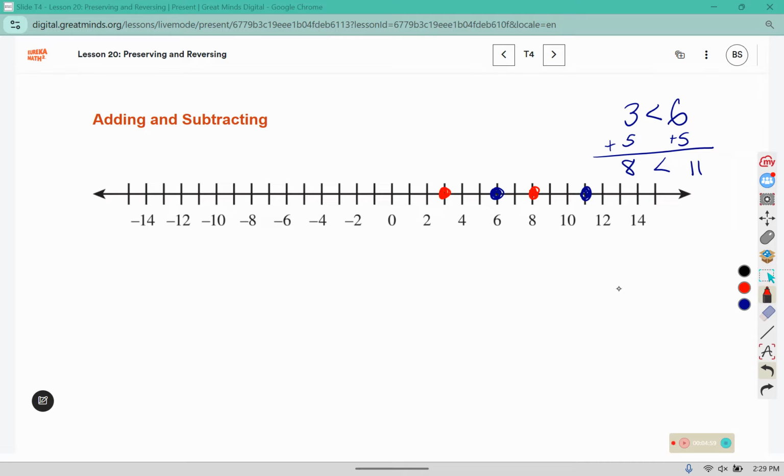What if instead we subtracted a number? We had 3 and 6 to start with. What if we subtracted 9 from both of them? Well, 3 minus 9 would be negative 6, and 6 minus 9 would be negative 3. Here's negative 6. Here's negative 3. Is negative 6 still less than negative 3? Yeah, the order stays the same. The red one is still to the left. So we can add and subtract without changing the inequality symbol.